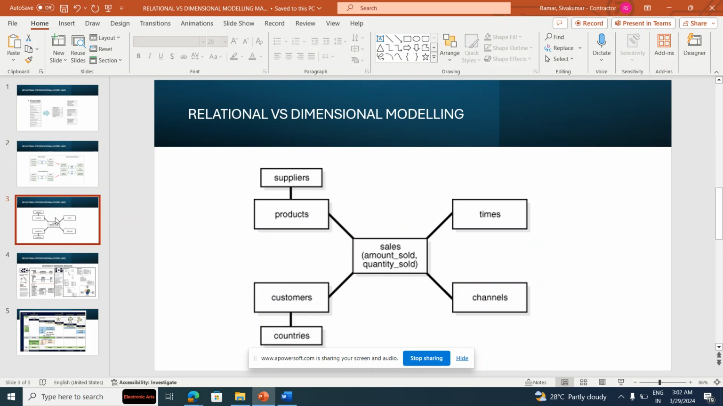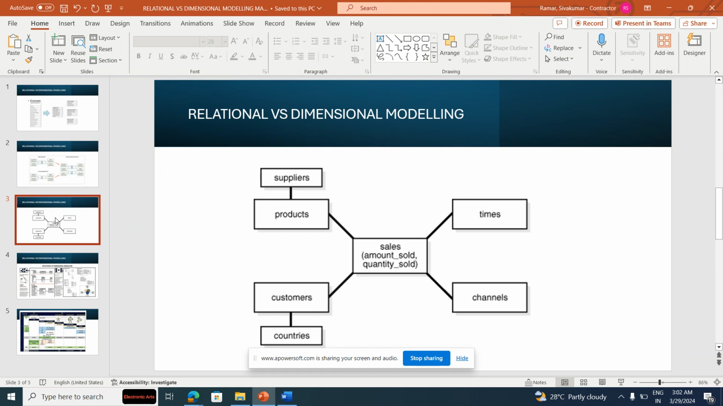And we can go ahead with the snowflake schema. You can see sales is a fact table and its dimensions are time, channel, customer, and product. It looks like a star schema if you exclude the supplier and the countries.